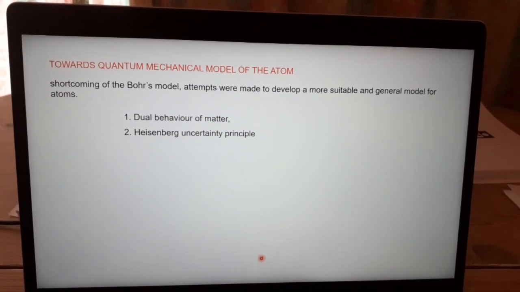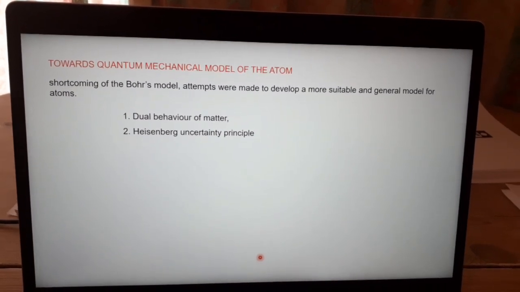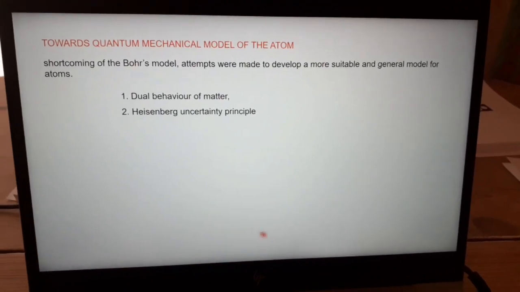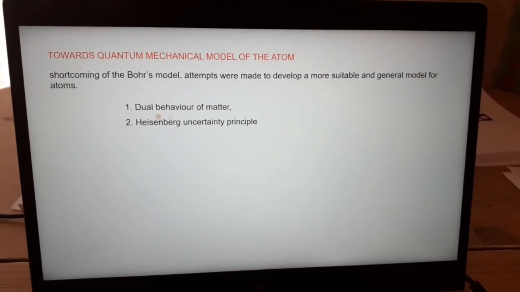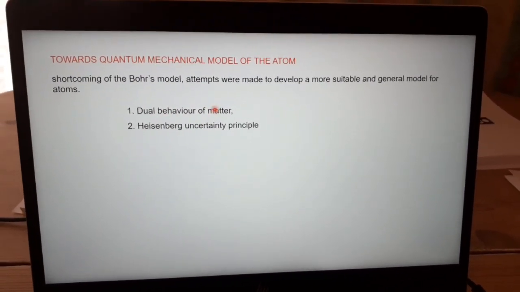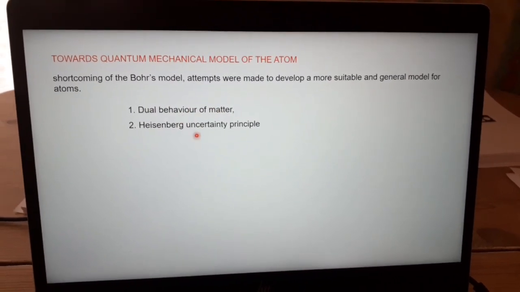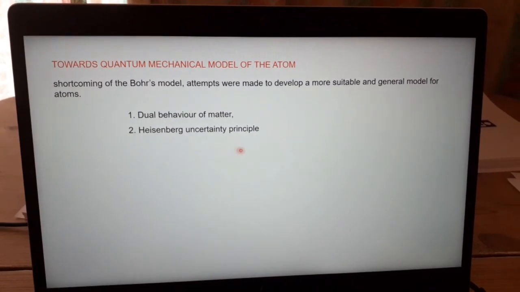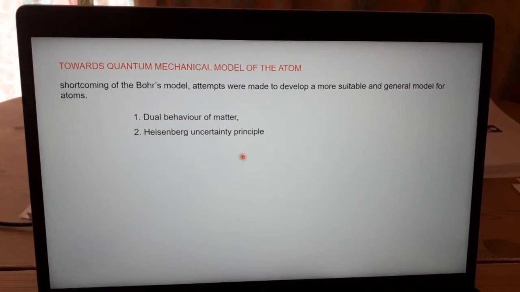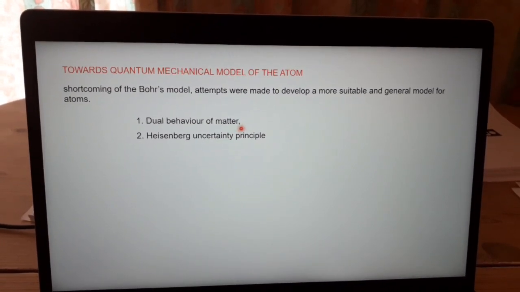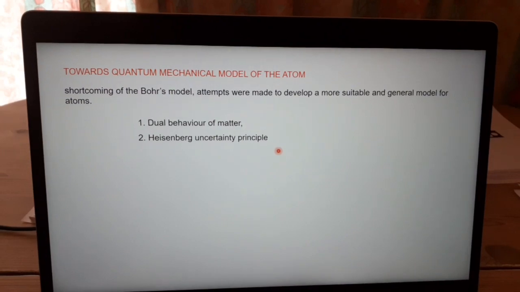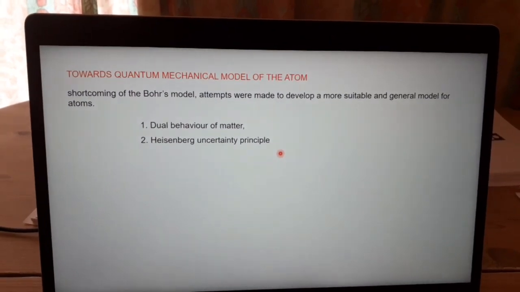These two pioneer scientists: de Broglie, who gave the dual behavior of matter, and Heisenberg with the uncertainty principle. These are the major contributions at the beginning of quantum mechanics. These two scientists discovered their theorems, which are very important, and here we will also learn what they are.